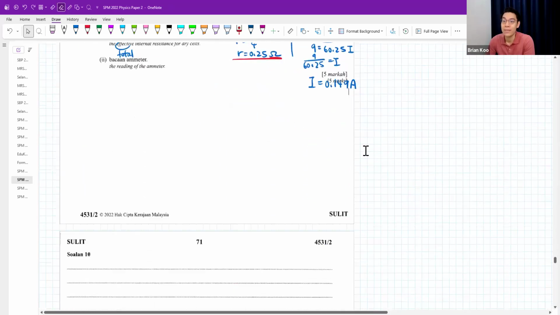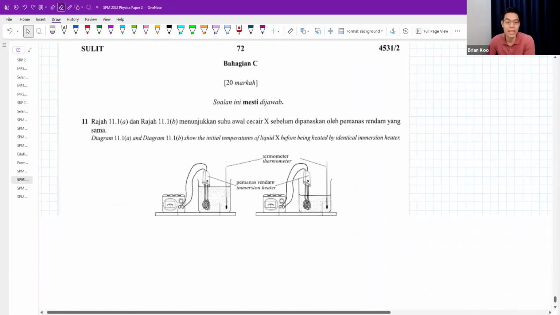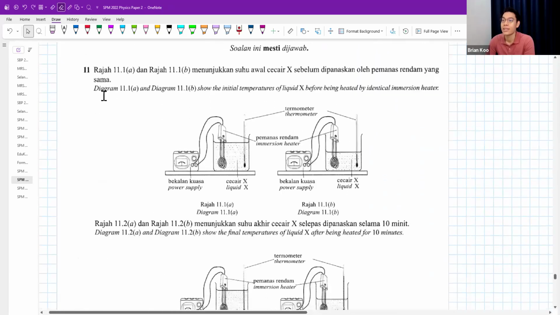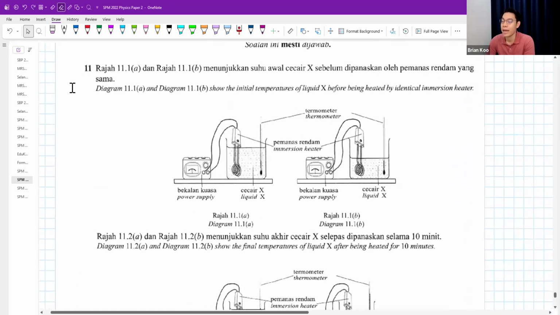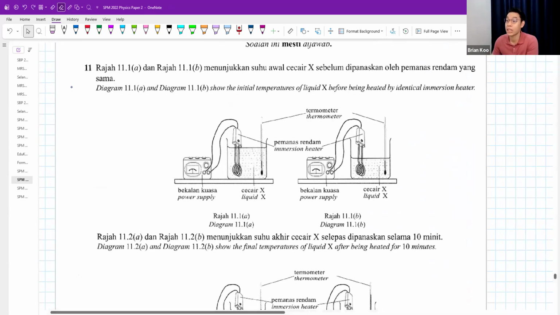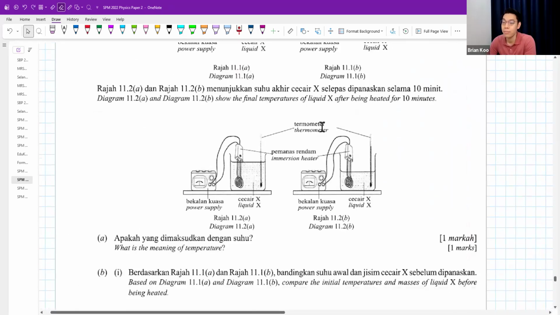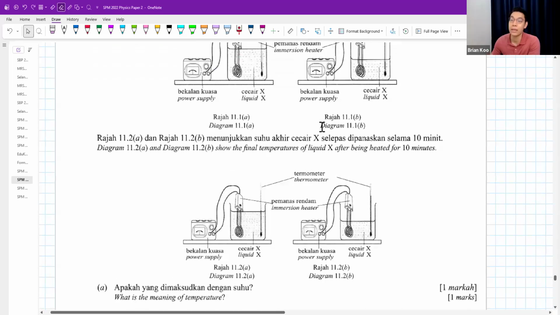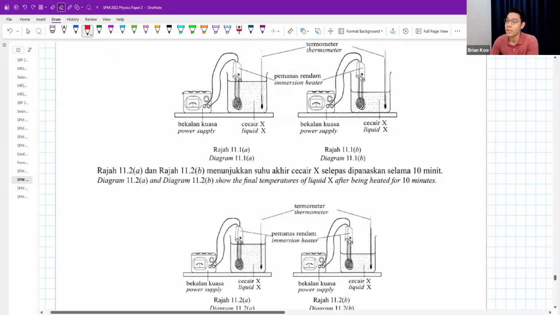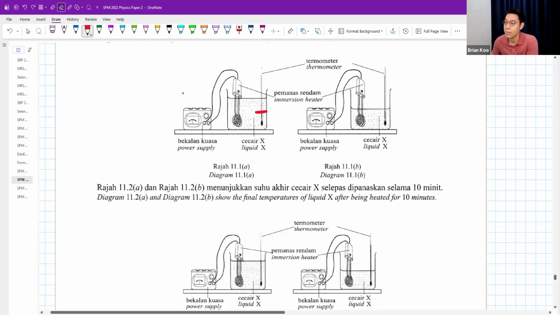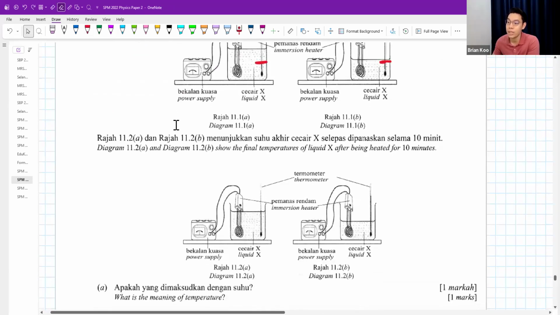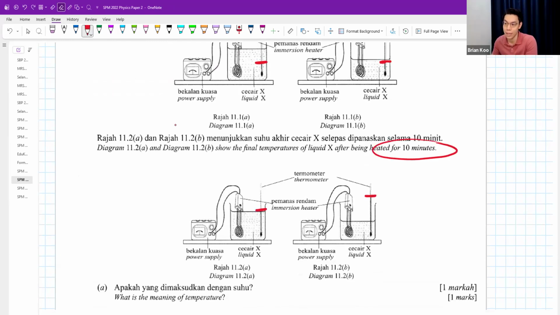One more, question number 11, compulsory section. This one is on heat. Let's take a look. The diagram shows the initial temperature of liquid X before being heated by an identical immersion heater. We have two pictures, liquid X, and then diagram 11.2 shows the final temperature after being heated. At first the temperatures are the same, and after that the temperatures will be a bit different, after 10 minutes of heating.